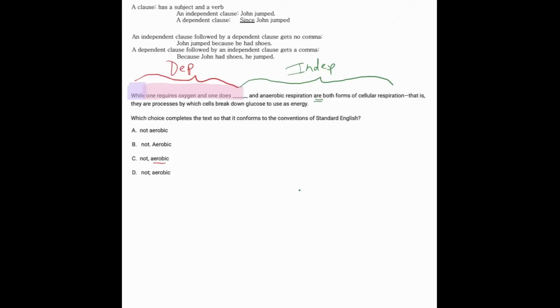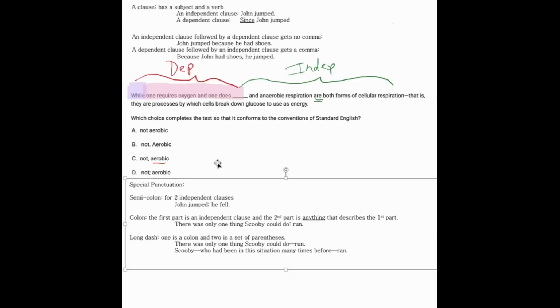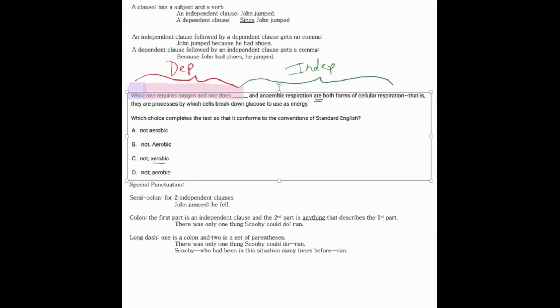So let's quickly review some special punctuation rules. For the semicolon, you have 2 independent clauses. For instance, John jumped, semicolon, he fell. For the colon, the first part is independent and the second part is anything that describes the first part. There was only one thing Scooby could do, run. Now we underline the word anything there because it could be a full sentence, it could be a few words, it could be a single word, as long as it's describing the first part.